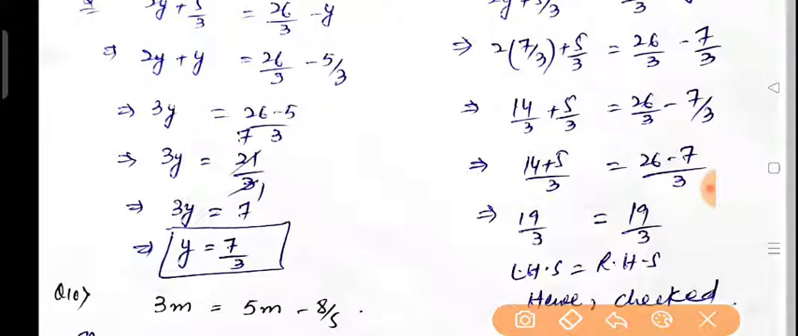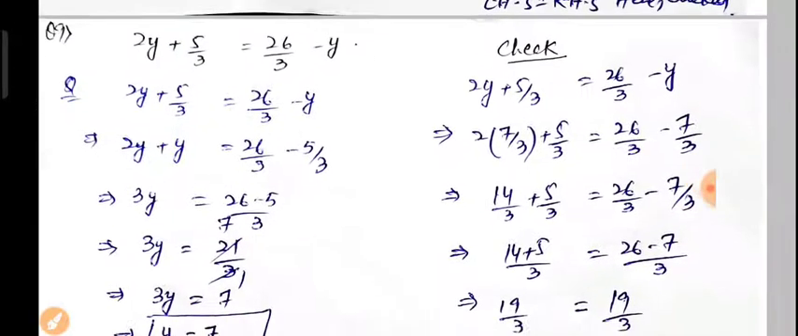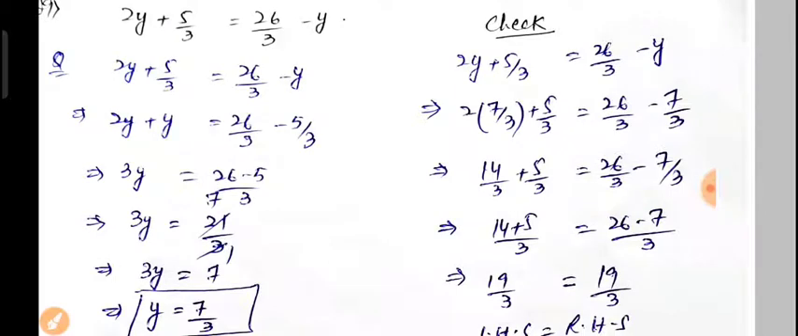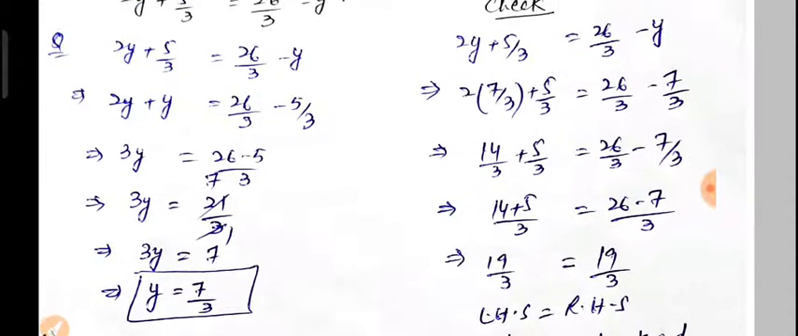3 is in multiplication. When it is transposed to this side, it goes into divide. So we have found the solution of y. We have found the solution of our equation, that is, the solution of y is 7 by 3. So we have to check whether our solution is true or false.